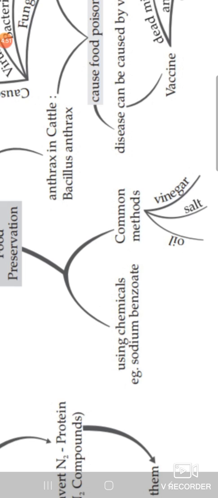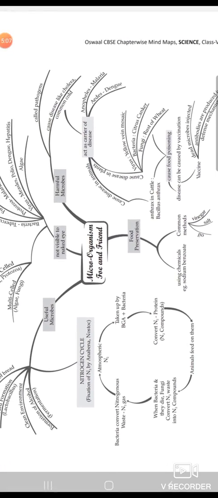Using chemicals: one chemical you have to remember for 8th standard is sodium benzoate. And some other common methods which our mothers use at our homes are oil, salt and vinegar. So this is all about the mind map of chapter number 2, dear students.